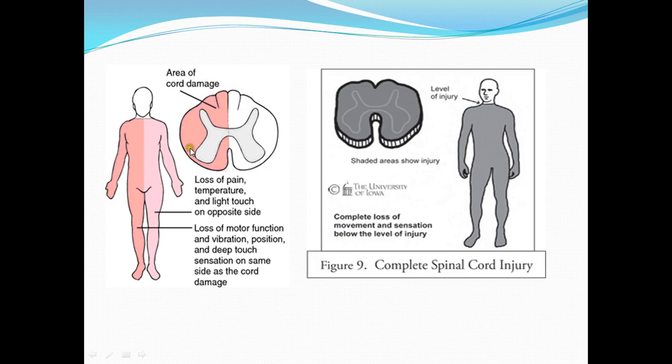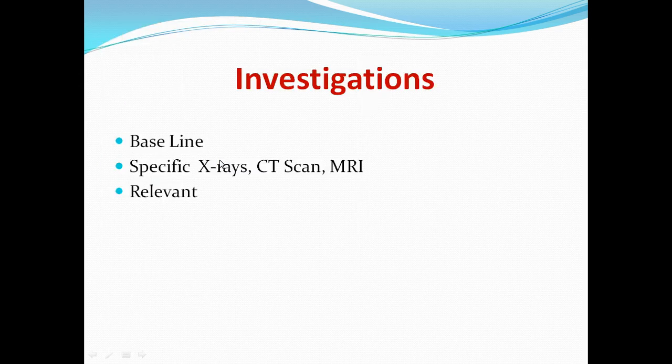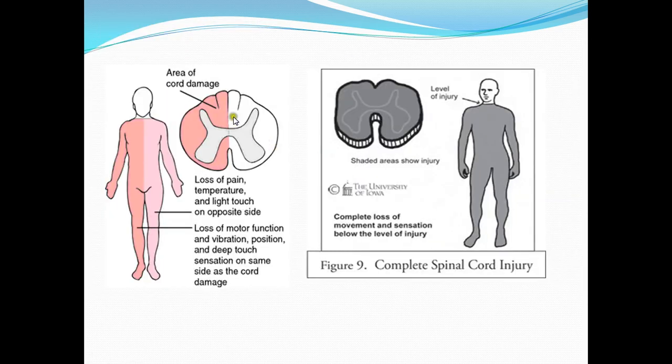So when this half of the spinal cord is involved, there is involvement of the motor portion on the right. There will be right side motor deficit. Pain and temperature will be involved on the left side, while position sensation will be involved on the right side. So that is called Brown-Séquard syndrome.